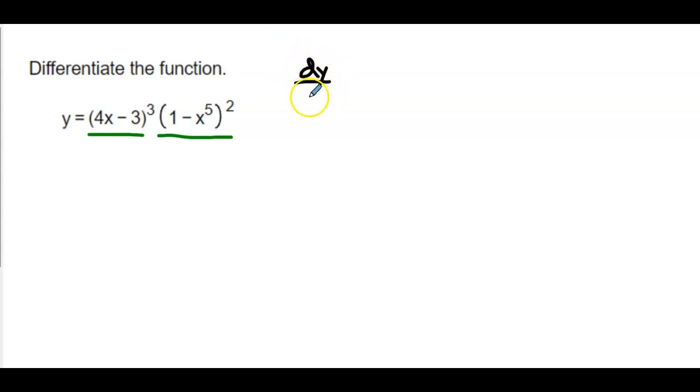The derivative with respect to x. We'll write out the second factor first. So we've got 1 minus x to the fifth squared. And then we'll multiply by the derivative of the first factor. So using the chain rule, we'll bring the 3 down in front. We'll rewrite the inside. Reduce the power by 1, so now it's squared, and then we'll multiply by the derivative of the inside of that factor there, which is 4.